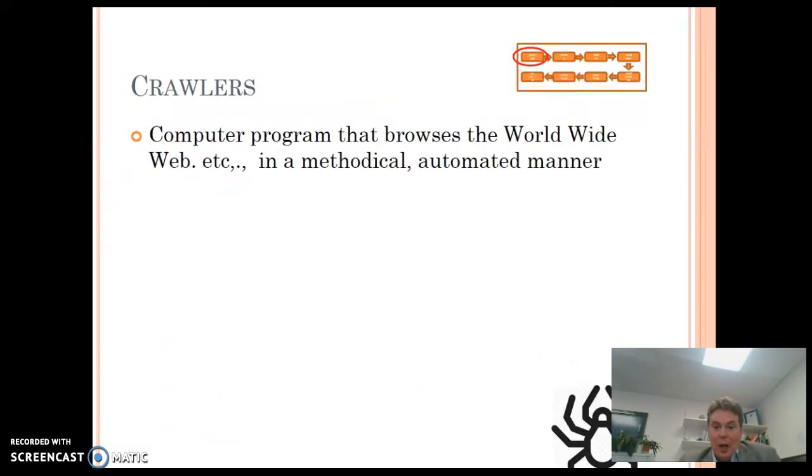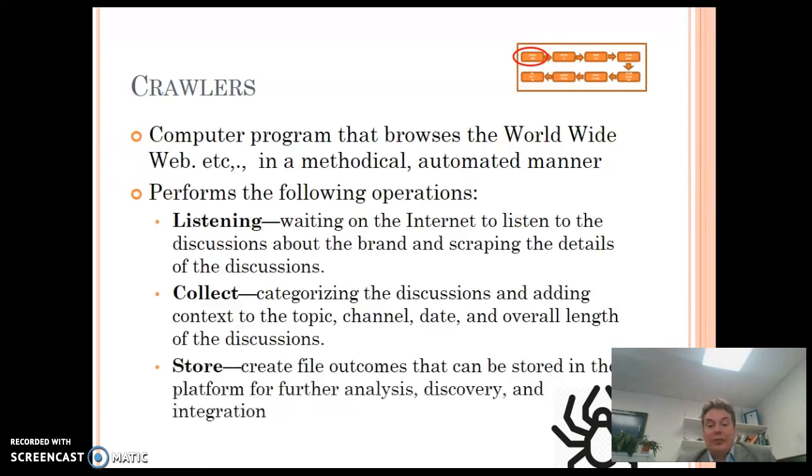So a crawler, I mentioned before, is a computer program that browses the web in a methodical, automated manner in order to gather information. So it listens, it's waiting to hear what people are actually talking about and scraping that information. It collects it together, categorizes the discussions, adding context. When did it happen? What's the metadata about it? And then it creates a file outcome that can be stored for further analysis and integration. So just think of it as a piece of software that's constantly listening for something that's relevant to our business.